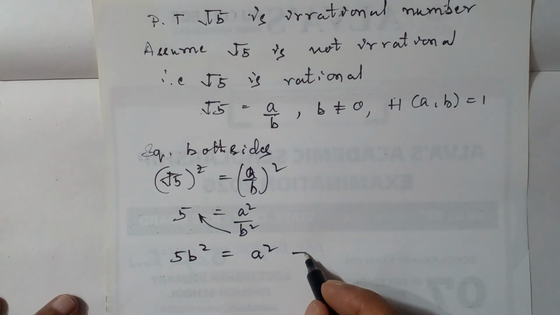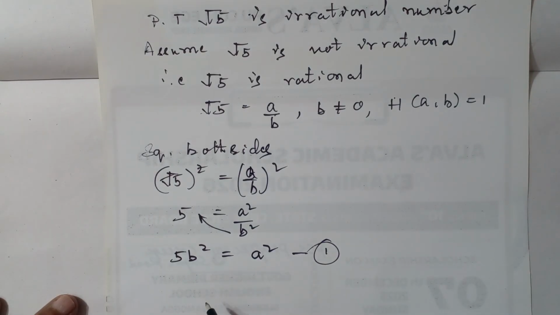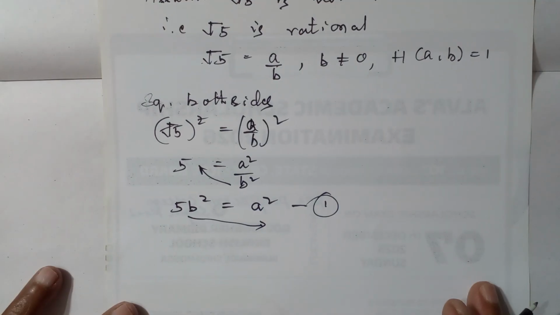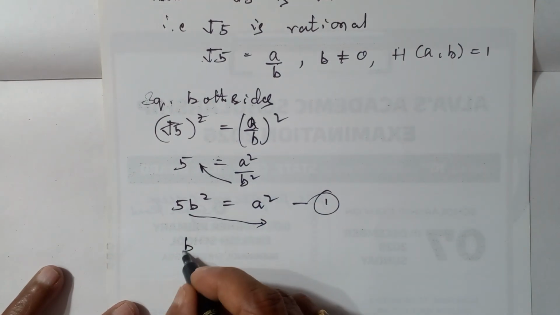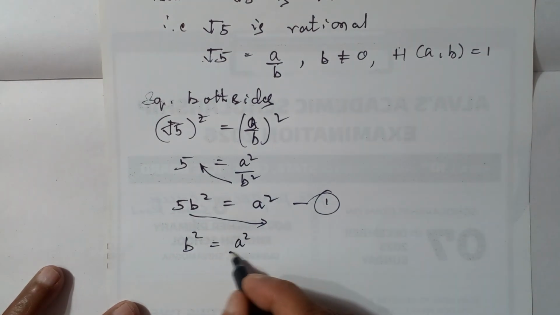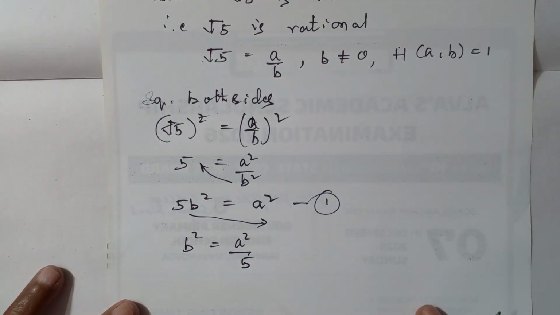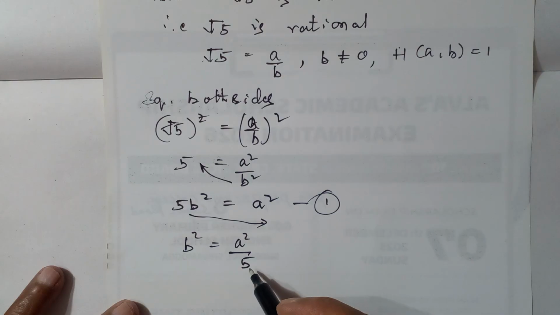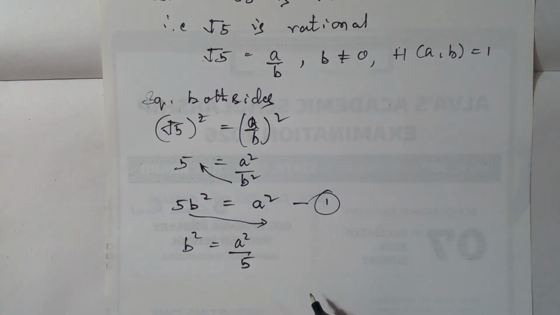Take this as equation 1. After this, I want to take 5 into the denominator of a square. Then what is happening? That is, b square is equal to a square divisible by 5. Here this shows what? A square number is divisible by a prime number. Don't forget, 5 is a prime number. If a square is divisible by a prime number, its root is also divisible by the same prime number. It is taken as the theorem that is given in the textbook.